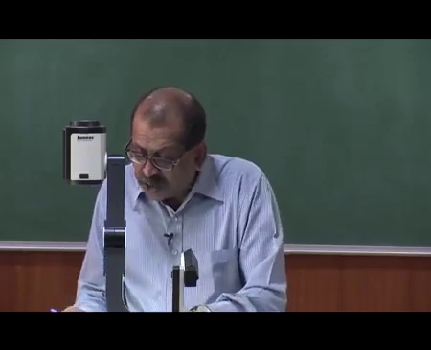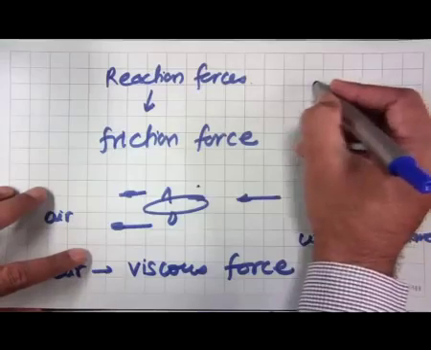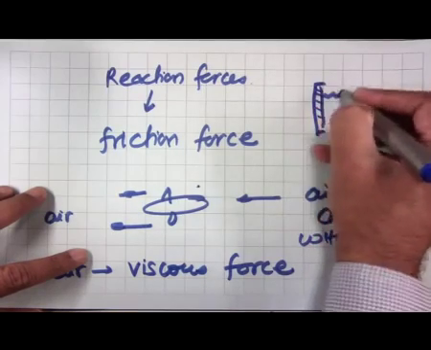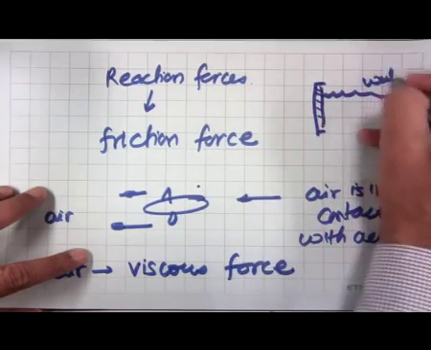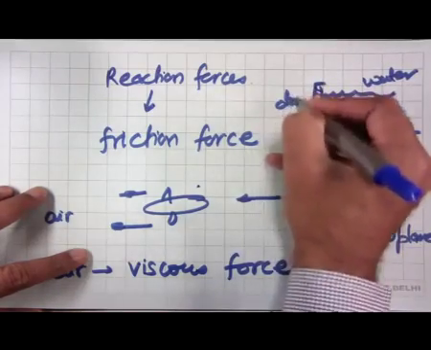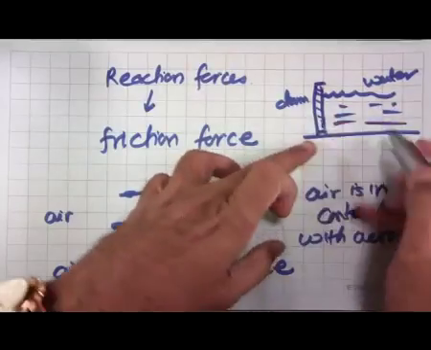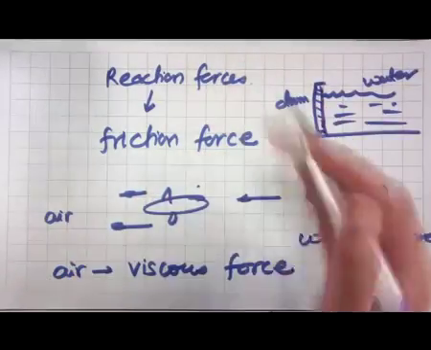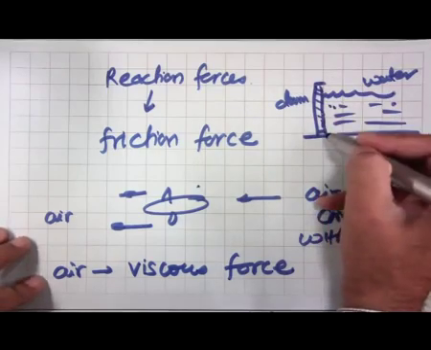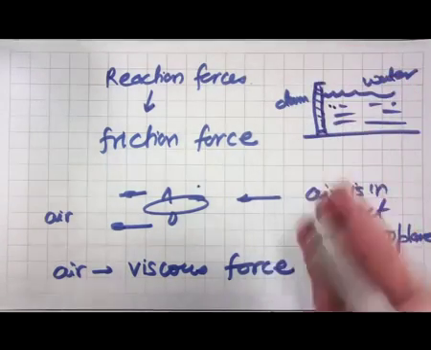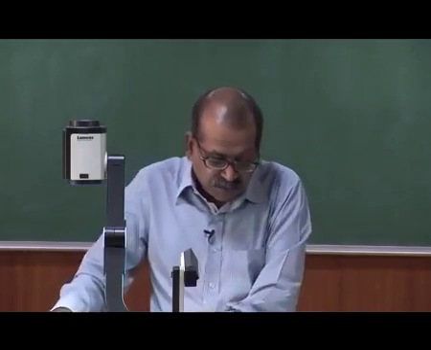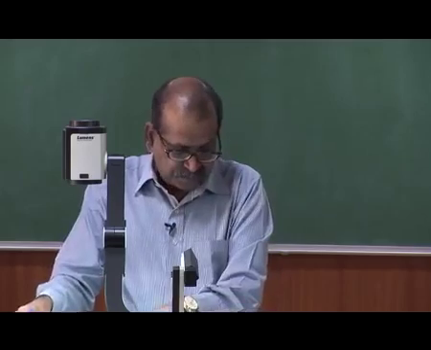Another example of a contact force could be, suppose we have a dam here, that is a wall, and there is water on one side. Such a thing is what we call a dam, where we have a wall which is preventing the water from going. Now, when water touches the surface of the dam, water will exert a force. We call this the hydrostatic force. So, this is another example of a force which comes because of contact.